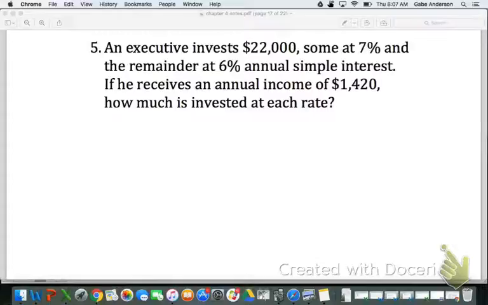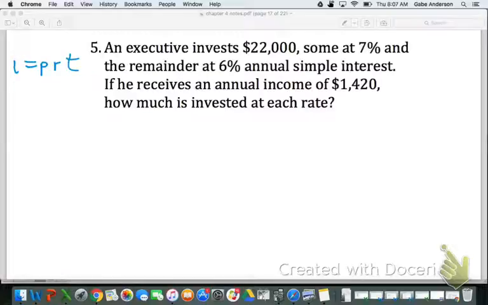Interest. Yeah, interest, simple interest. Yep, and it gives you these interest rates right here. But I think that annual simple interest is your biggest cue that it's I equals PRT. Let's remind ourselves real quick what the I and the PRT stand for. I stands for interest. P stands for what? Principal.